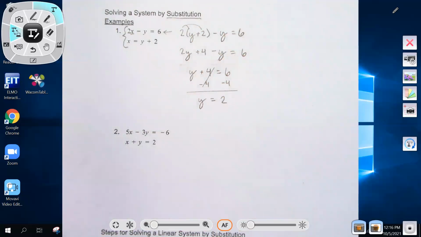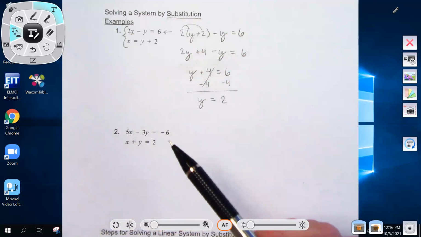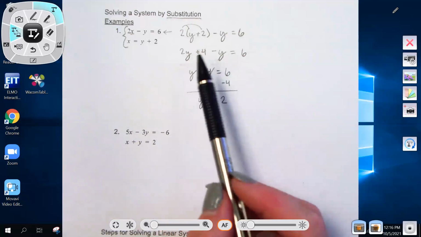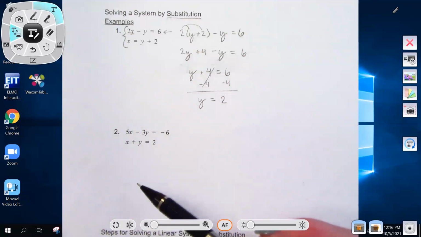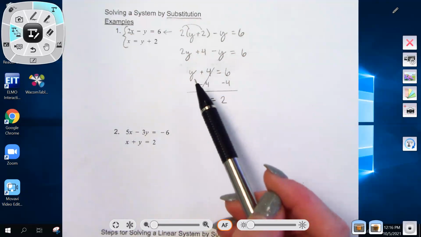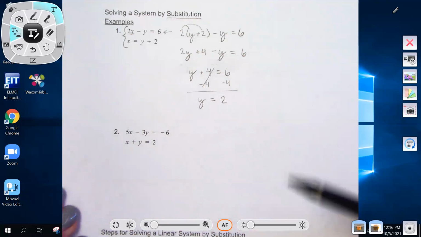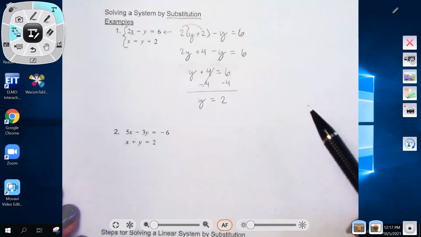Yes. Mm-hmm. The 2y minus y to get y. But yes, so I subtracted it. 2y minus 1y. Like 2 apples minus 1 apple is 1 apple. But the apples are y. Get it? Honeycrisp. That's the only good kind. Okay. M&M's is better, actually.